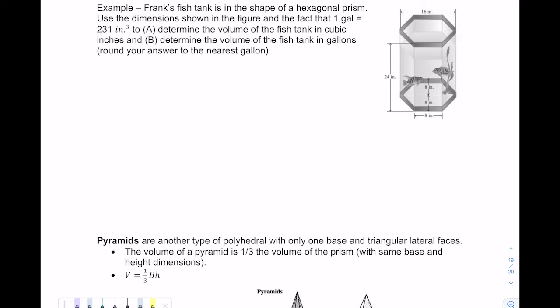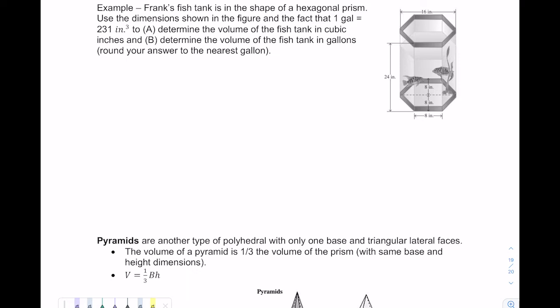So take a second, pause the video, and read the next example, and then you can unpause it when you're ready to watch. It says Frank's fish tank is in the shape of a hexagonal prism. Use the dimensions shown in the figure and the fact that 1 gallon equals 231 cubic inches to A, determine the volume of the fish tank in cubic inches, and B, determine the volume of the fish tank in gallons. We want to round our answer to the nearest gallon.